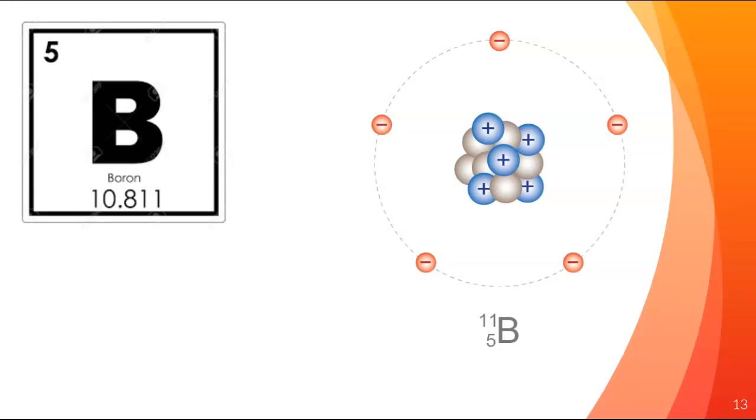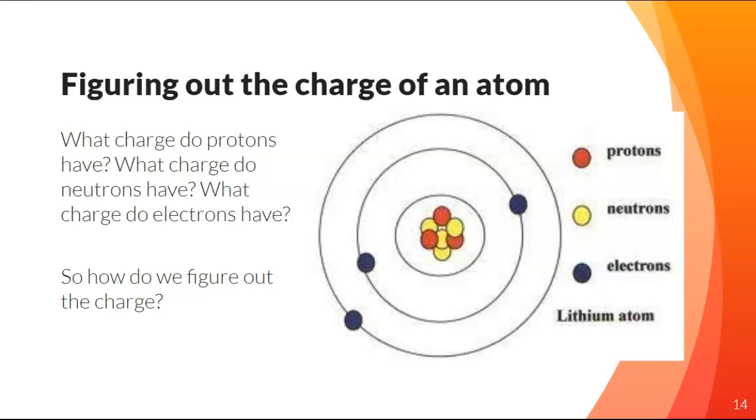So notice the numbers don't always match. Carbon was 6-6-6, but boron was 5-6-5. Okay? So sometimes an atom has a charge. So what does that mean? Well, protons have a positive charge, and neutrons have no charge, and electrons have a negative charge. So to figure out the charge, we're going to completely ignore neutrons because they don't have a charge.